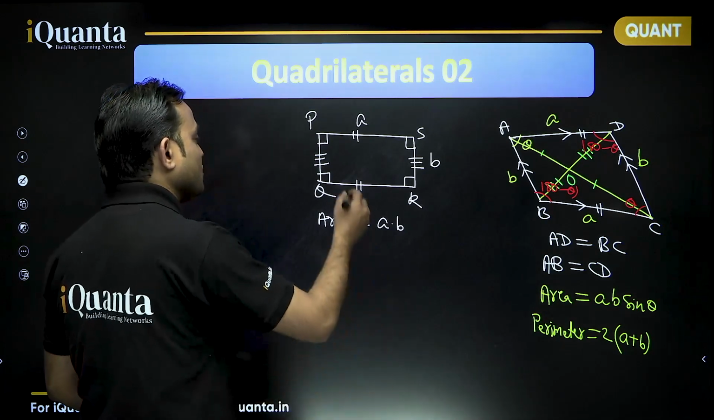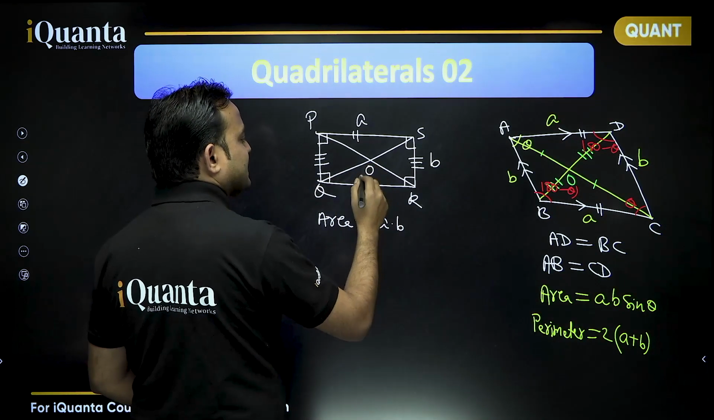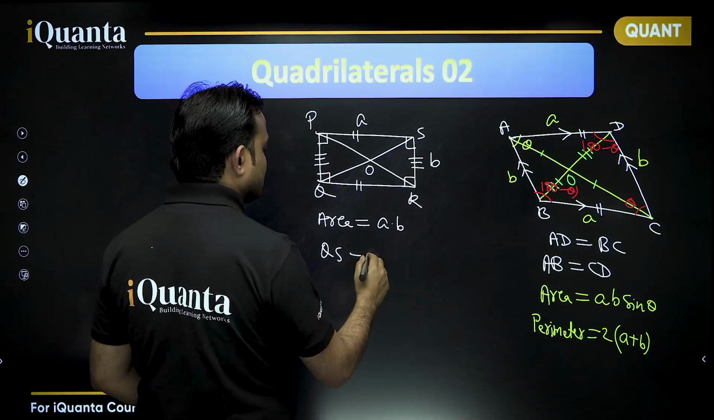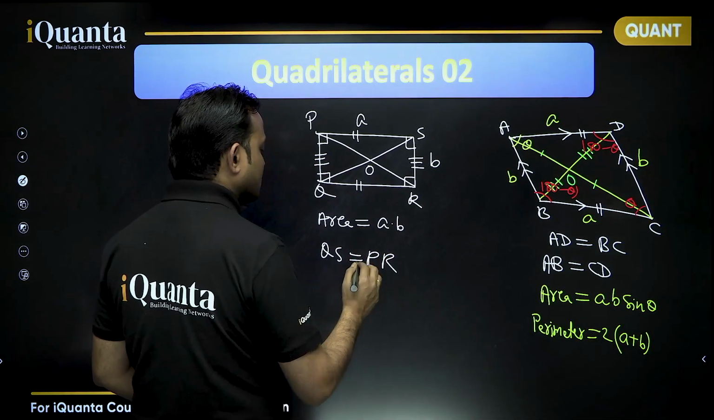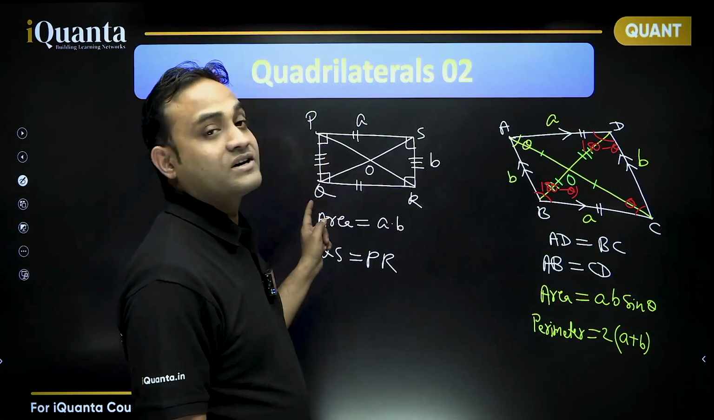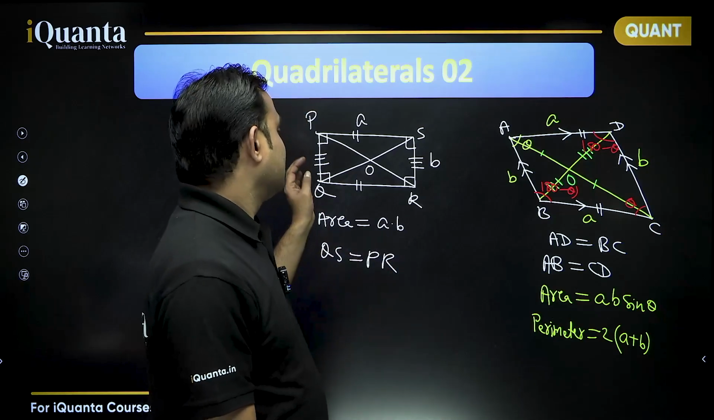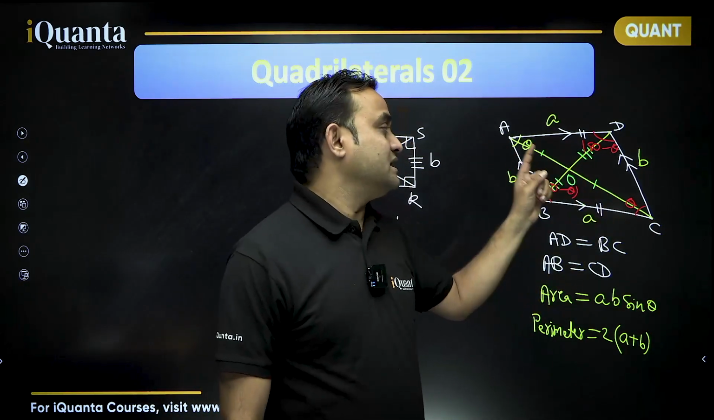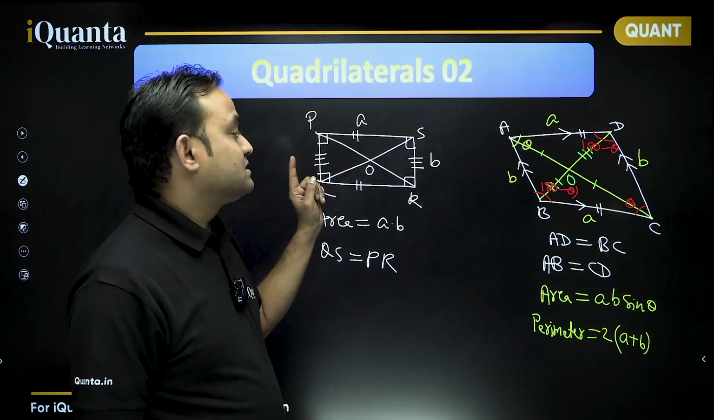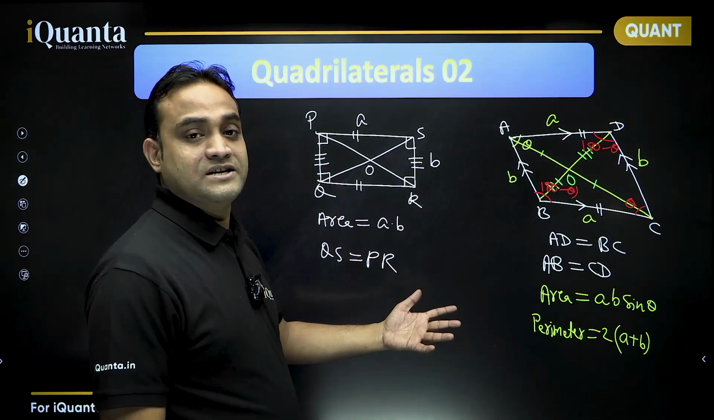Apart from that, we can also say that in a rectangle, the diagonals are equal to each other, like QS is equal to PR. Now remember, all the properties that we have discussed in a parallelogram will work in a rectangle; these are the extra properties that we are discussing. Diagonals are not necessarily equal in all parallelograms, but in case of a rectangle, the diagonals will be equal to each other. Of course, they will be bisecting each other.